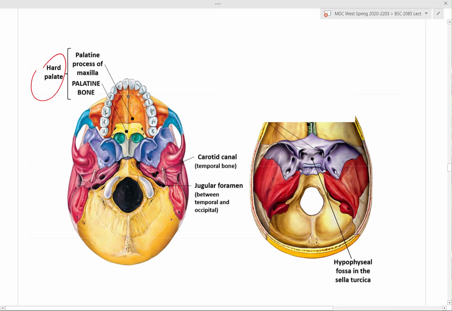So here on the base of the skull, the main thing that I want to take your attention to is this structure. It's called the hypophyseal fossa, right? And that one is on the actual sella turcica. So the structure is the sella turcica. In the hypophyseal fossa, which is just the indentation, that's where a special gland sits. That gland is known as the pituitary gland or hypophysis, hence the name hypophyseal.